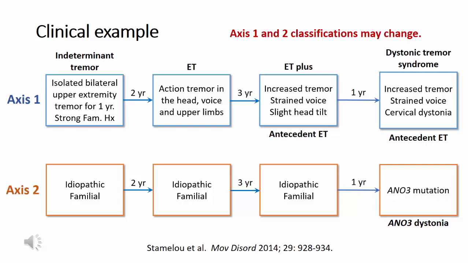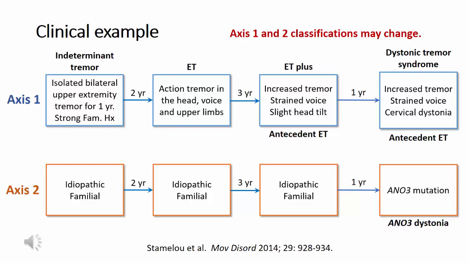1 year later, her tremor is increased, her voice is still mildly strained, but she has definite cervical dystonia. Therefore, her Axis 1 classification becomes a dystonic tremor syndrome with antecedent essential tremor. Genetic testing reveals an octamer 3 mutation, so our Axis 2 etiology is now an octamer 3 mutation.